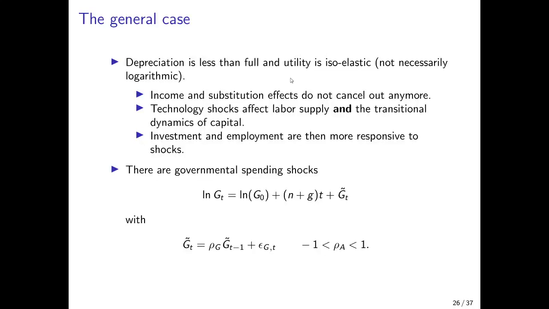Now, the first two important generalizations that, however, also imply that the model is not analytically solvable anymore are that depreciation is assumed to be less than full and that the utility function is not necessarily logarithmic, but more generally isoelastic. So in this case, we would have that income and substitution effects do not cancel out each other anymore.